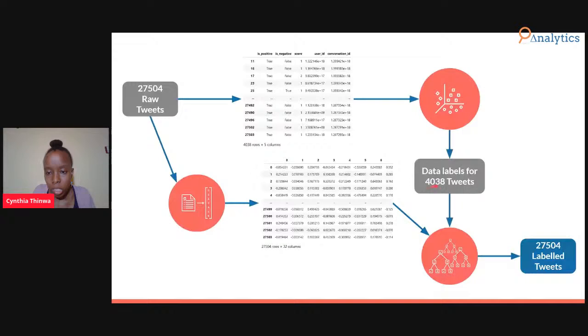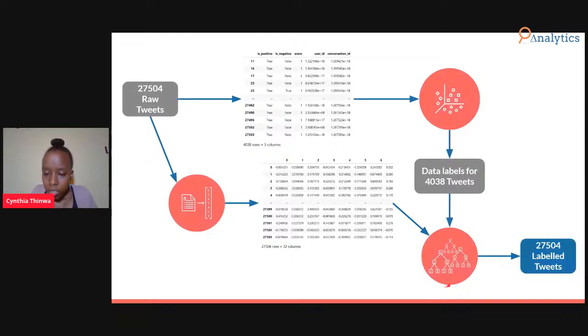Now, separately, I will take these same raw tweets and put them through a Doc2Vec algorithm to have them all vectorized. So the vocabulary will be for all 27,504 tweets. And then we will map the index here. So the index is like the identifier of the data set here for the 4,038 tweets, and we will use them to train the XGBoost algorithm.